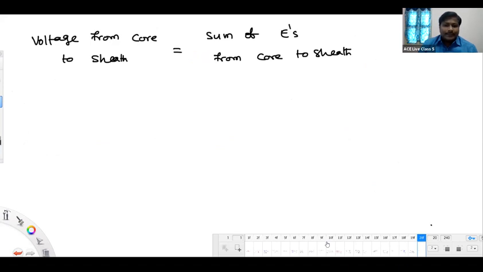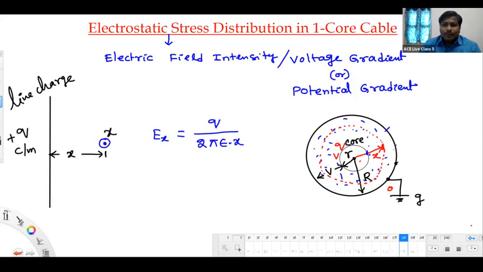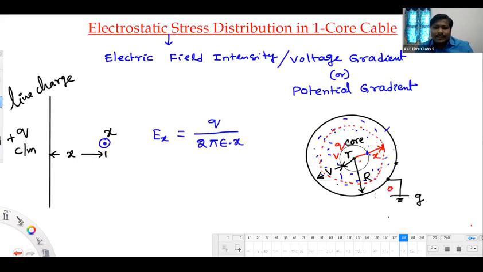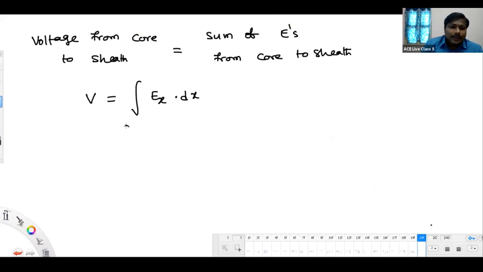Next thing. See, voltage from core to sheath is V here. What do you mean by summation? Integration. Summation means integration. Integration of what? Electric field intensity with respect to X. Starting from which point to which point? Small r to capital R. X equal to small r to capital R.